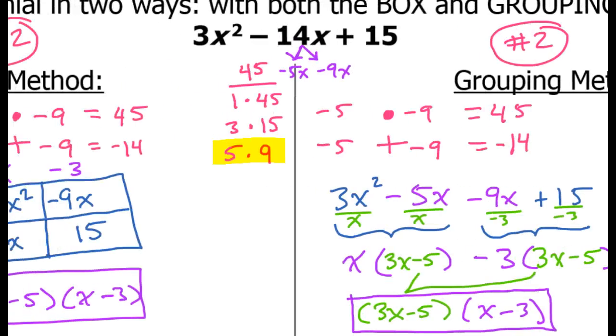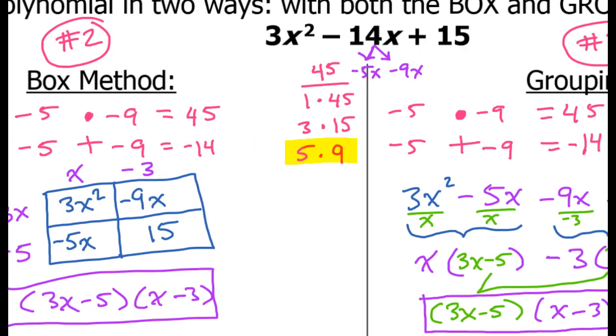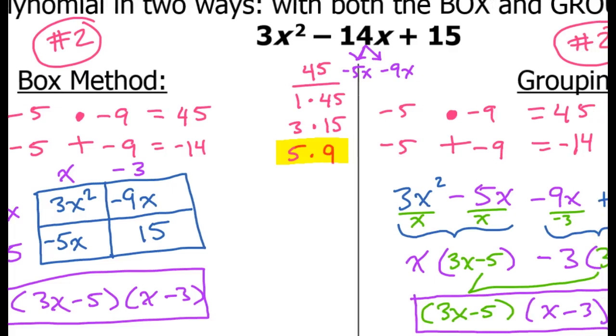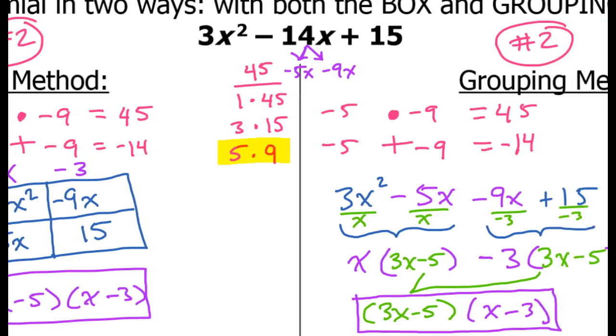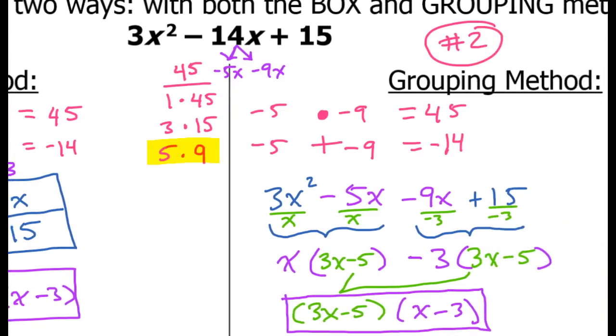All right, let's compare that to what we got the last time. Oh, look, it's exactly the same thing. 3x minus 5 times x minus 3. Of course, you get the same answer regardless of whether you do the box method or the grouping method.